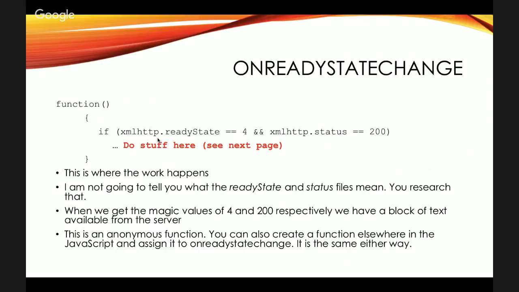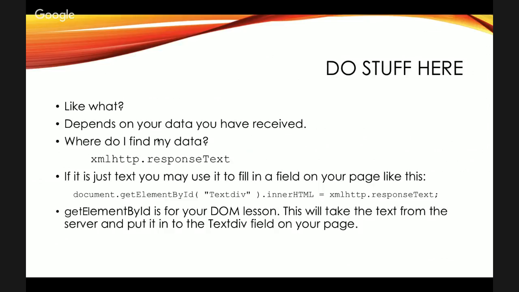And so we have chosen to use an anonymous function, and the function will be called every time the state changes or the status changes. And we have to wait until we get a 4 and a 200, respectively, for us to know that it is ready to go. And once we have it, then that means the data is ready and we need to do something with it. Like what? Well, it depends on your data.